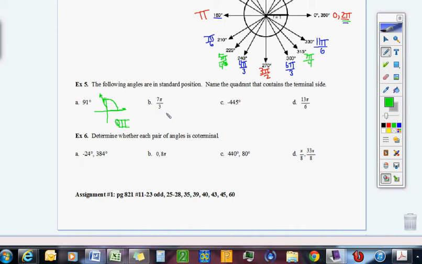7 pi over 3, well, my brain thinks, well, 7 over 3 is 2 1/3. So let's go 2 pi, which is 1 full circle, and then 1/3 of a pi to land in quadrant 1.